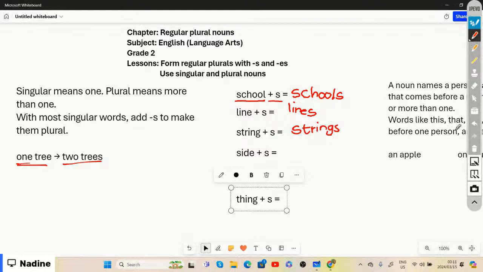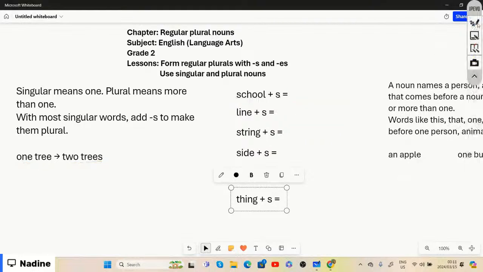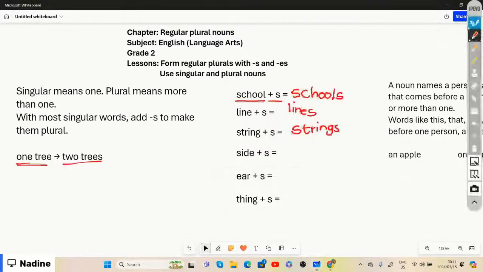And then we have side. Side is one side, but if we add the S, so side refers to singular, but as soon as we add the S to side, it now turns into a plural where we can say it is sides.